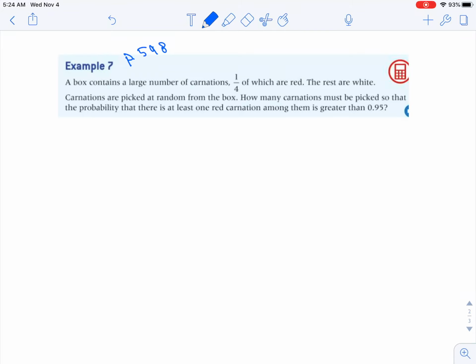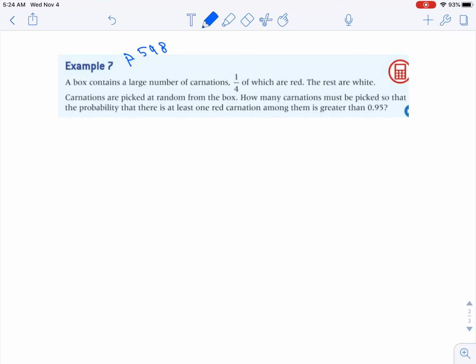In this video, we're going to be looking at example 7, which is on page 598 in your book. And I felt it was important to go through this one because it uses a technique with logarithms, and this is something that might show up on an IB test.